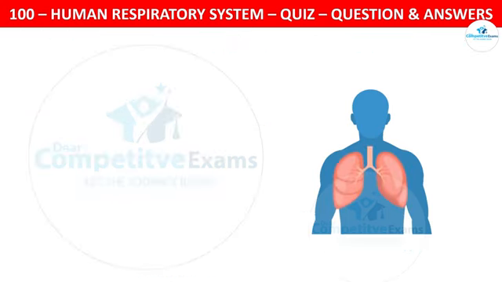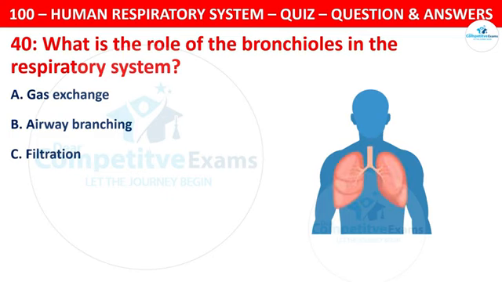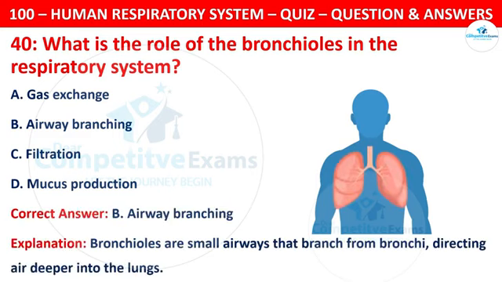Question number 40. What is the role of the bronchioles in the respiratory system? Your options are gas exchange, airway branching, filtration, or mucus production. The correct answer is B, that is airway branching. Bronchioles are small airways that branch from the bronchi, directing air deeper into the lungs.